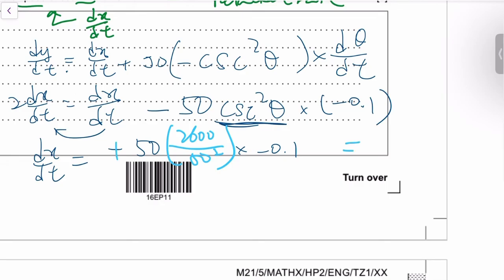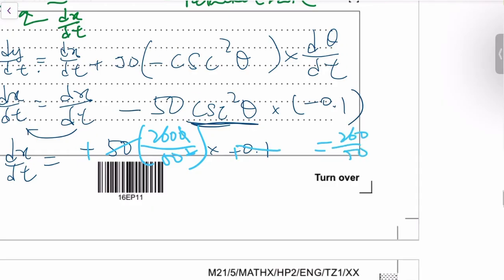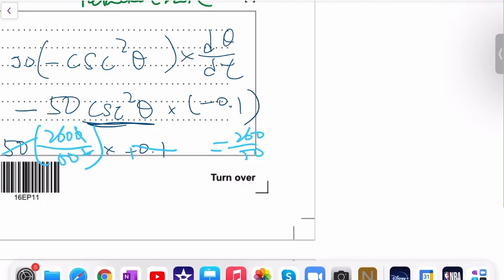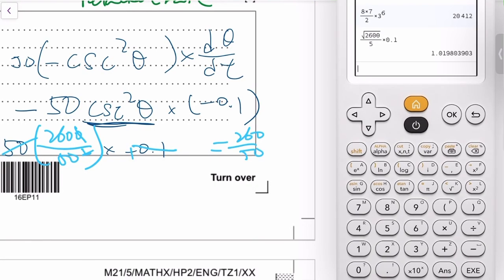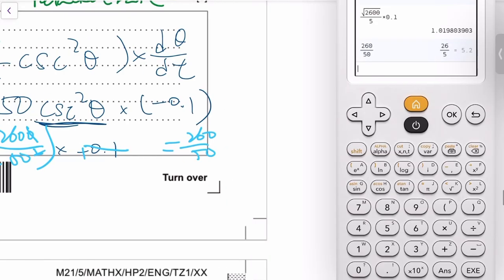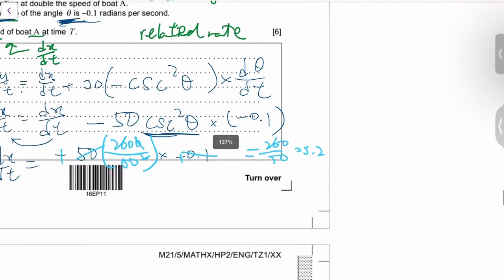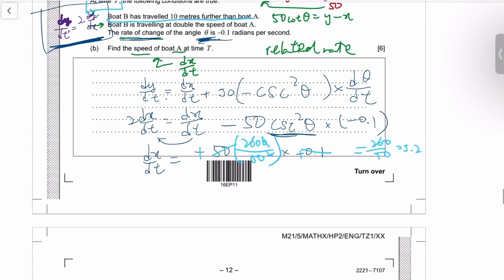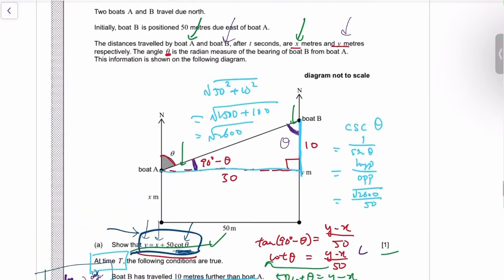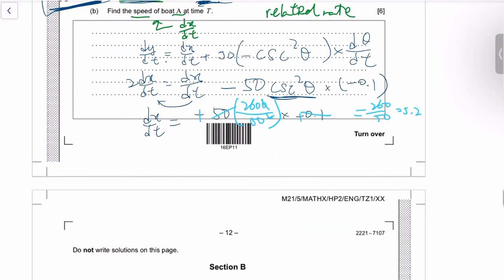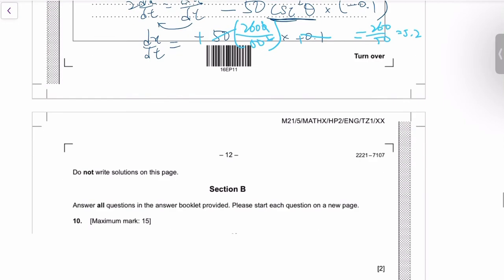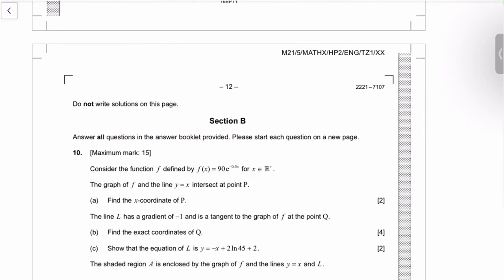So they cancel out. One of the 50 cancels out, and 0.1 cancels one of the zeros. So it's 260 over 50, which gives us 55.2. So that should do it. Yeah, not bad. This is probably the most complicated related rate question in IB. Well, we'll continue section B in the next video.